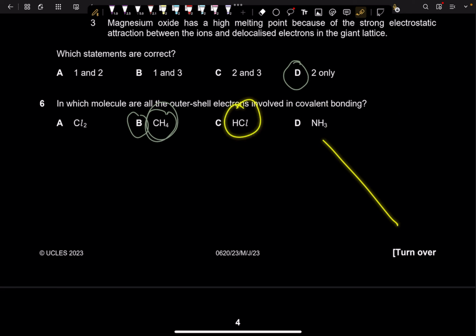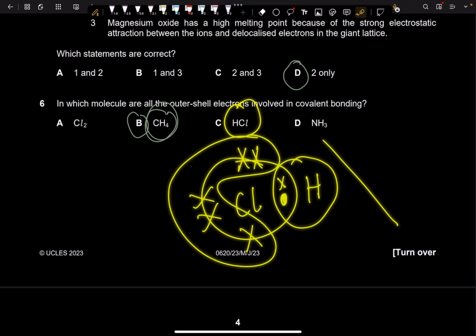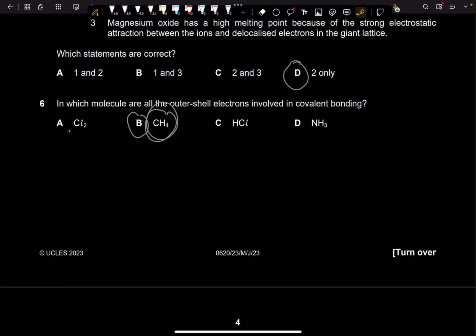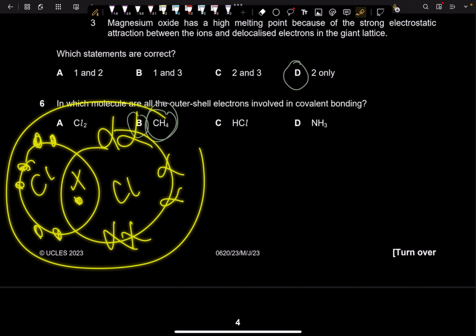Let's look at HCl. Chlorine is in group 7. So 1, 2, 3, 4, 5, 6, and the 7th electron is involved in covalent bonding. This is hydrogen. All the remaining 6 electrons are unbonded. Hence, this cannot be a structure whose electrons are all involved in covalent bonding. Take care. Chlorine 2, maybe there are 2 chlorines like this, sharing one pair. All the remaining 6 electrons on each are unbonded.